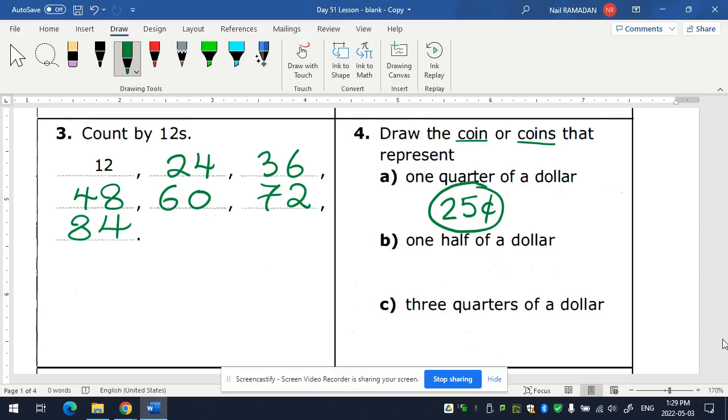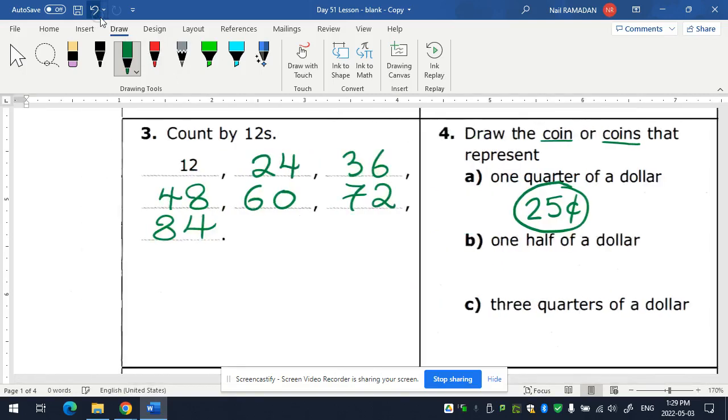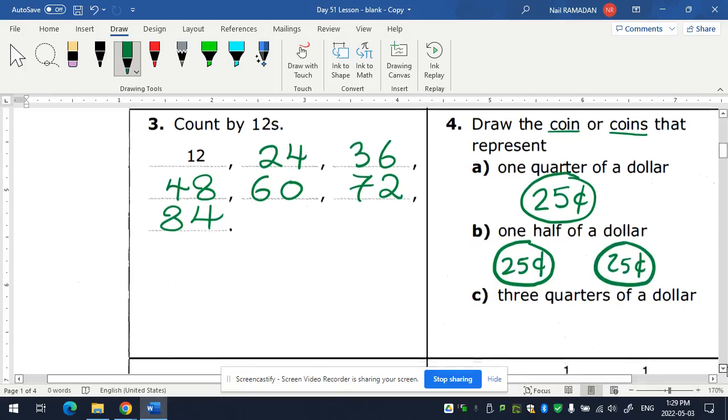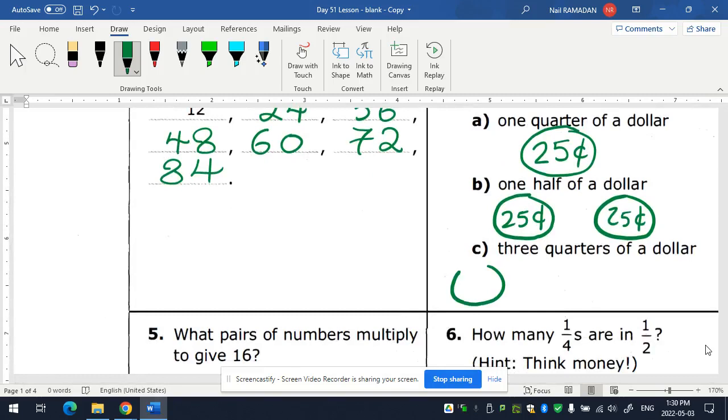Okay. One half of a dollar. I guess the easiest choice would be two 25 cents next to each other. You could go with five dimes or 10 nickels or 50 cents, but let's keep it simple. Let's get a bigger one. So a 25 circle and another 25 circle. 25 cents, 25 cents. Last one, 3/4 of a dollar. Who is surprised? No one. 25, 25, 25. All right, done.